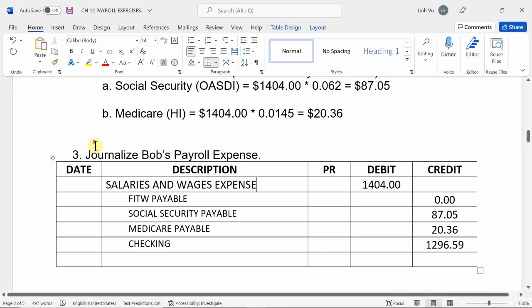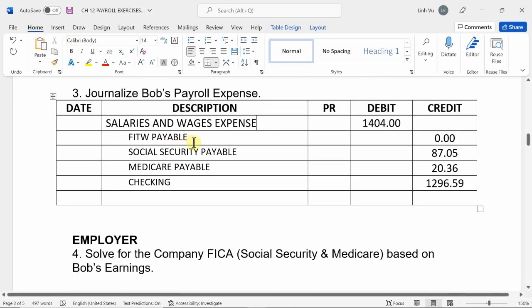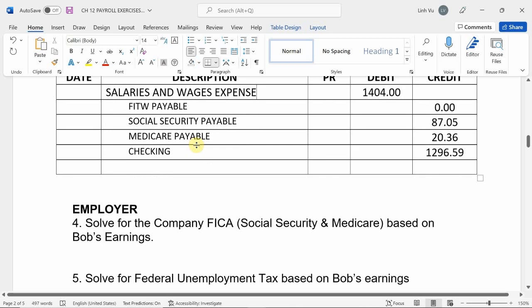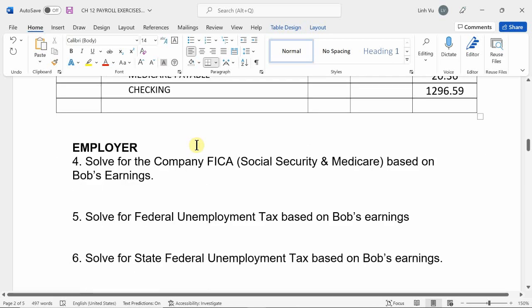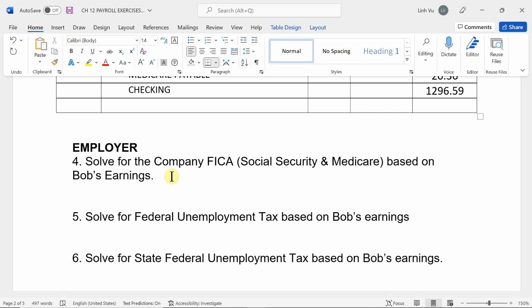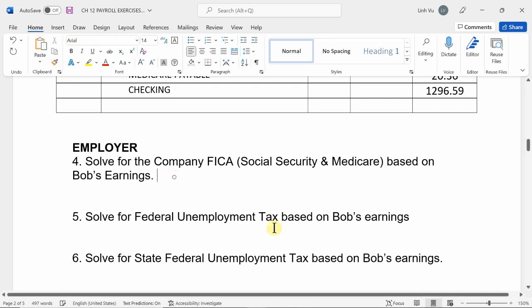Okay. Good. So that was just dealing with the employee side of taxes. Now I need to deal with the employer side. If Bob worked for 72 hours at $19.50, how much company FICA, which is the Social Security and Medicare, is the company going to have to pay for Bob?